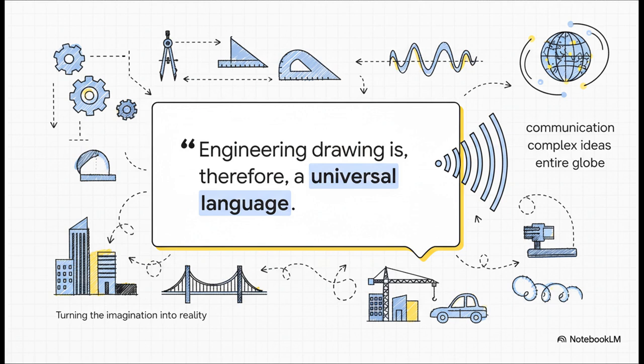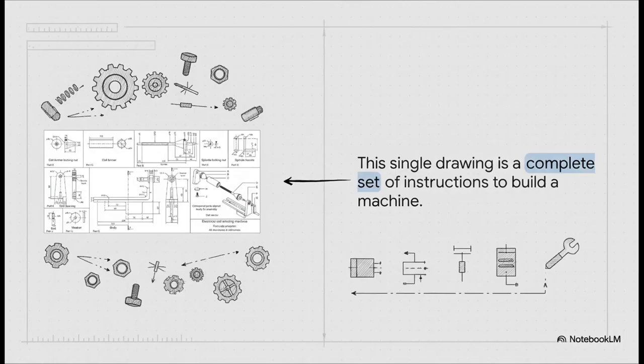This is a language. It's how we communicate incredibly complex ideas with pinpoint precision, turning what's in our heads into reality, anywhere on the planet. So check this out. This isn't just some cool picture. It's a complete set of instructions. Every single line, number, and symbol here tells a skilled manufacturer exactly how to build this entire electrical coil winder, from the tiniest screw to the main frame itself.